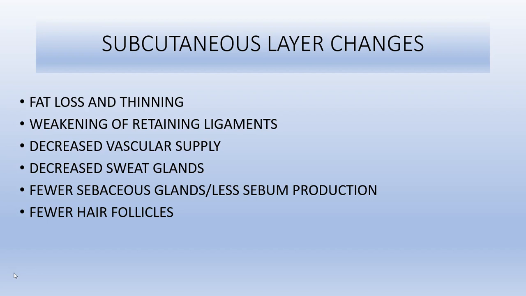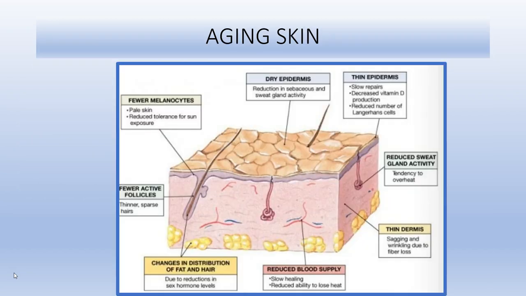The subcutaneous tissue changes that we see in the foot include loss of the normal fat pad and thinning of the fat pad that's present. We see weakening of the normal skin retaining ligaments with loss or decreased vascular supply, decreased numbers of sweat glands, and decreased sweat gland function, again accentuated in patients who have autonomic neuropathy, such as those with diabetes. We see fewer sebaceous glands and less sebum production and fewer hair follicles. Again, all of this predisposes the skin to injury.